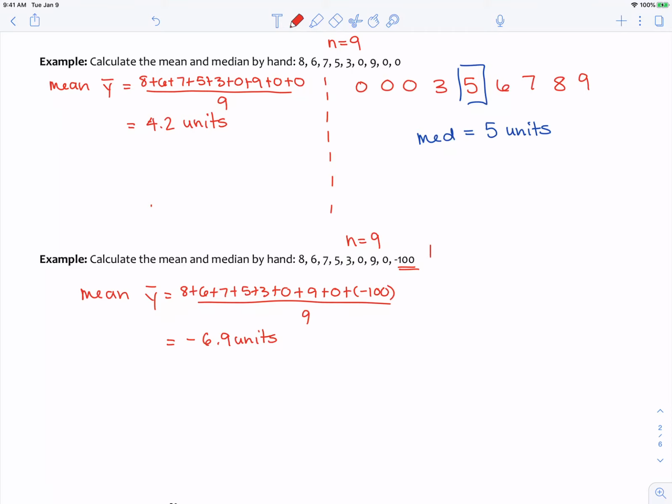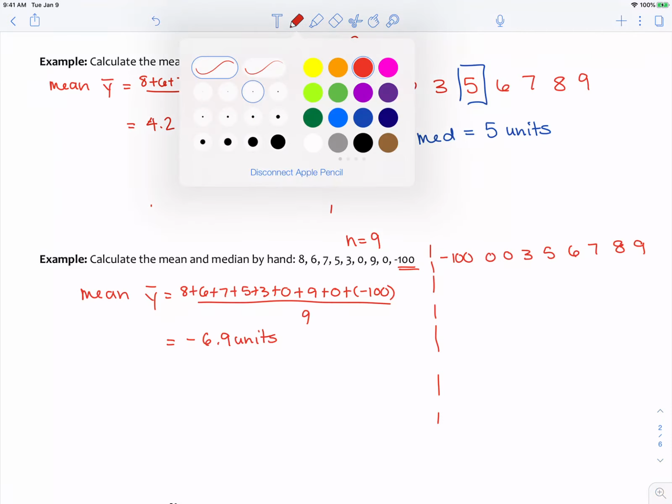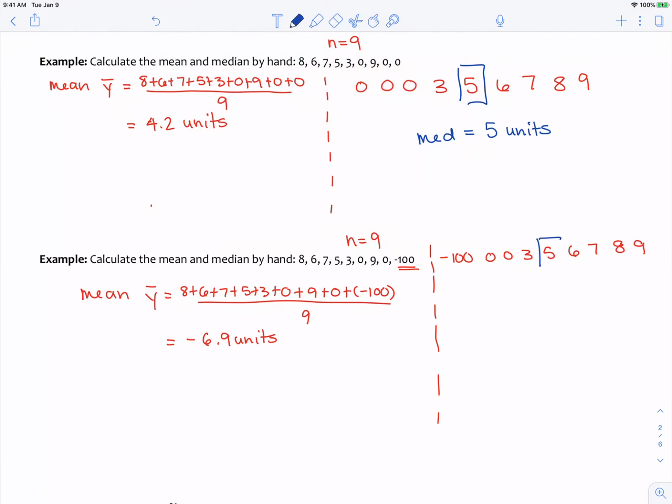The median, on the other hand: if we order our data to find the median, we change out one of those zeros for the negative 100. Then we have negative 100, 0, 3, 5, 6, 7, 8, 9. Our middle remains the same. Having changed out the minimum value isn't making a difference to our median. So the median equals 5 units.